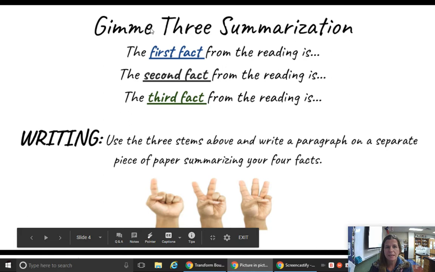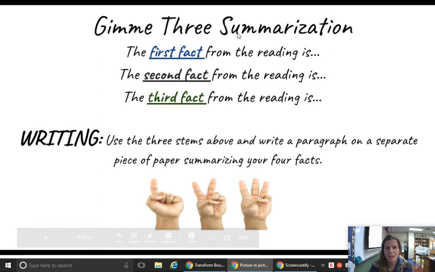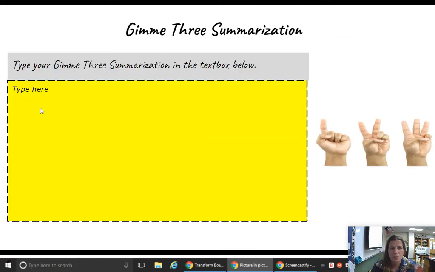Okay, let's do a 3 summarization. So please list the first fact from the reading, the second fact from the reading, and the third fact from the reading. So here you're just going to type the first fact is, the second fact is, the third fact is.